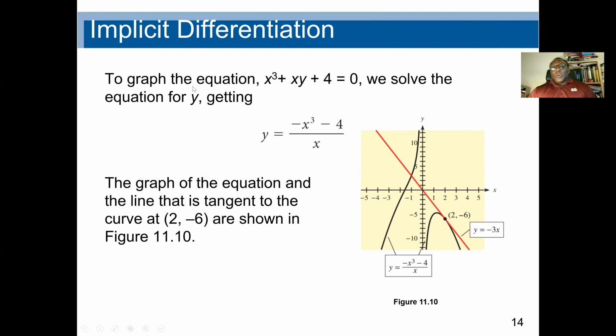We can graph this equation again. When we graph it, we can see the graph. And also y equal to negative 3x is the red. It's linear.